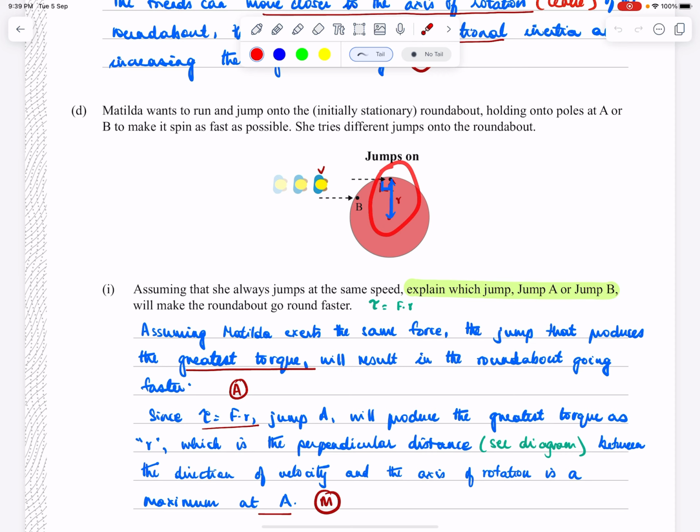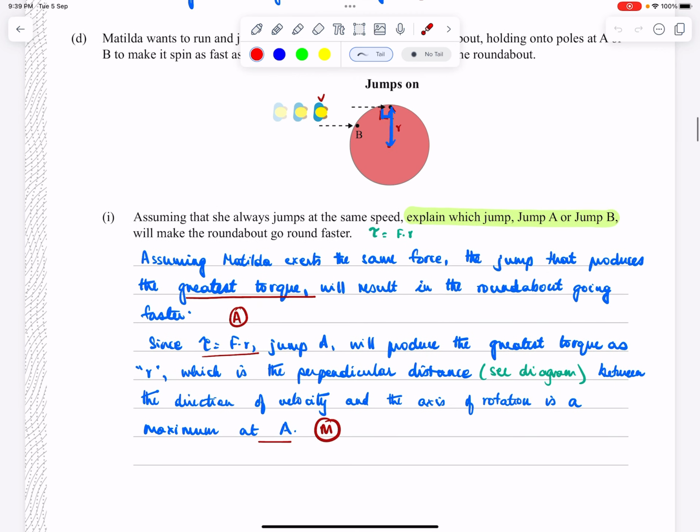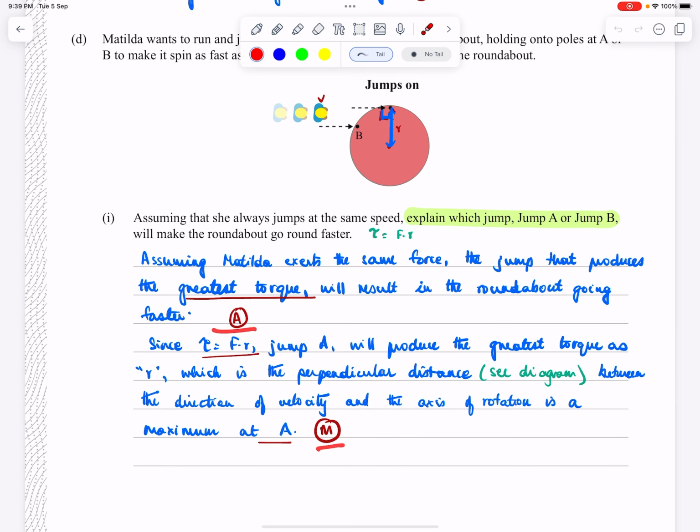So I've annotated the diagram. This distance is much greater than that distance there. And that's a merit if you said both those.